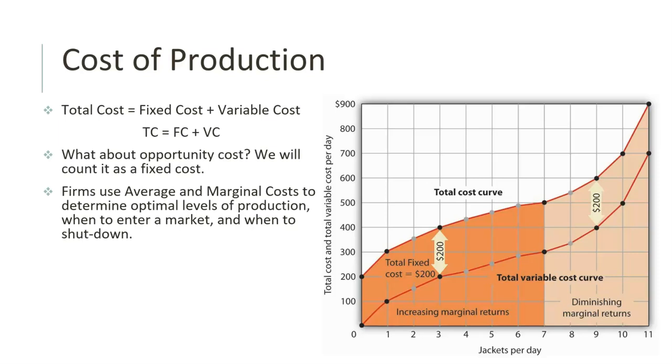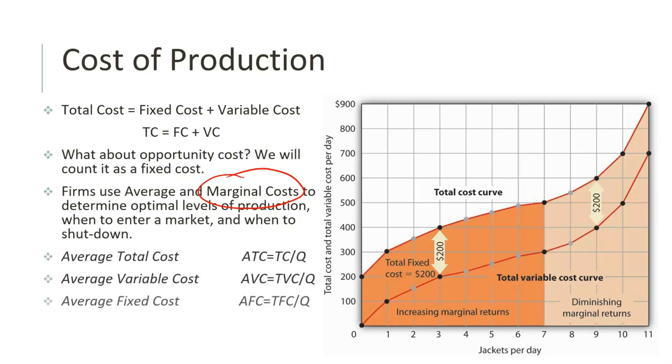Firms are going to use their average and marginal costs to determine optimal levels of production, when to enter a market, and when to shut down. So marginal, we're going to use this for optimal. How do we pick that best quantity to produce? How do we maximize our profit? And then average, we're going to use that for calculating profit and looking at when we should enter and exit a market.